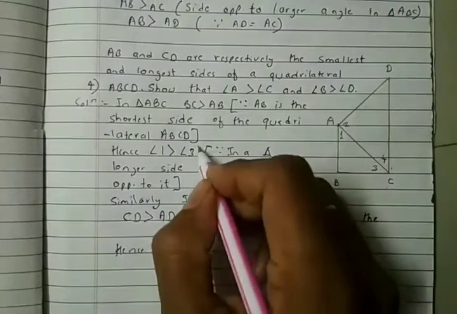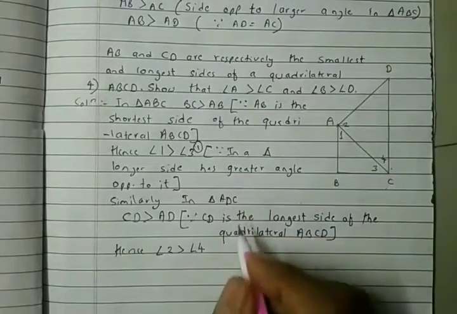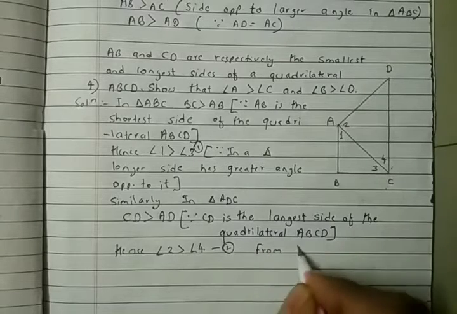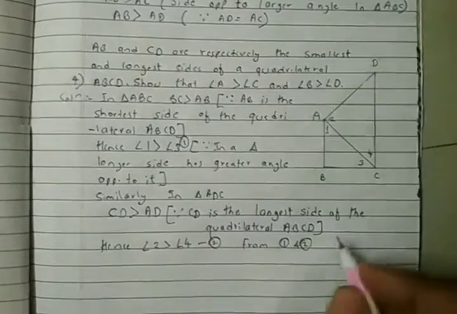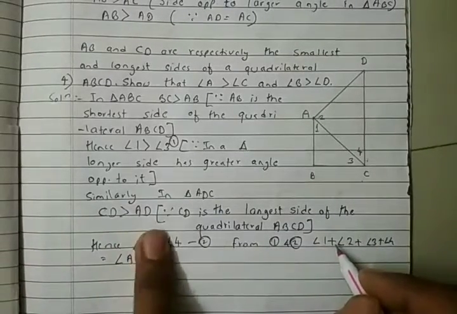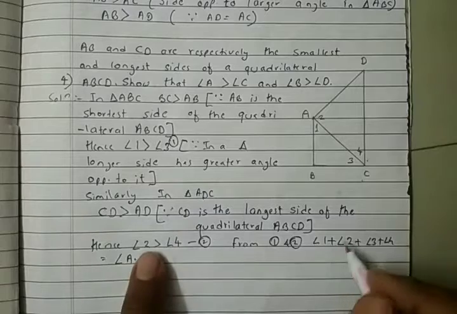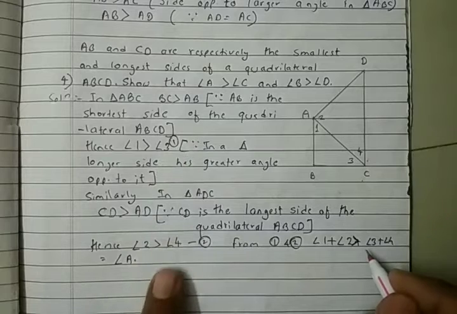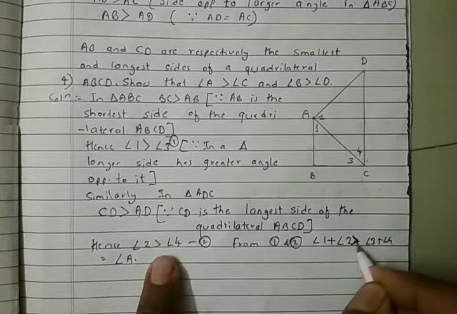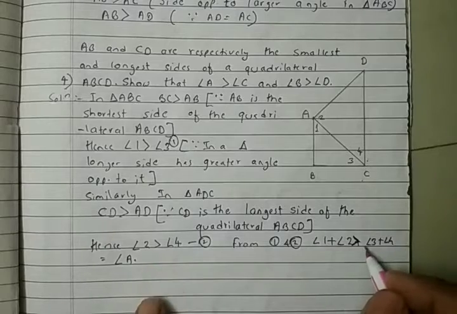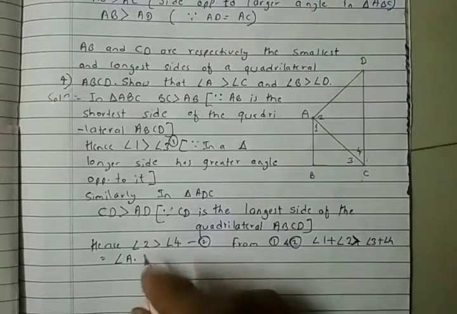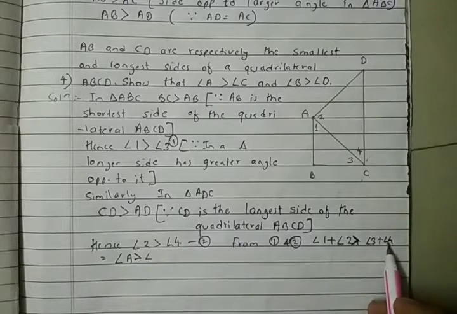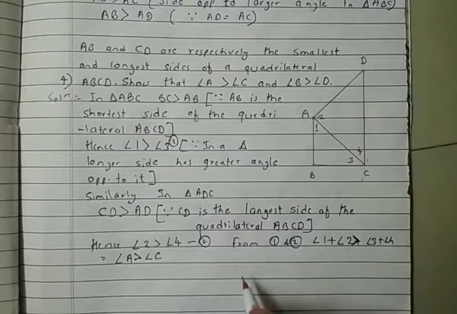Now name this as equation 1 and this as equation 2. Now from 1 and 2, angle 1 plus angle 2 is greater than angle 3 plus angle 4, right? So we have proved that angle 1 plus 2, which is angle A, is greater than angle 3 plus 4. What is angle 3 plus 4? It is angle C. So we have proved this.